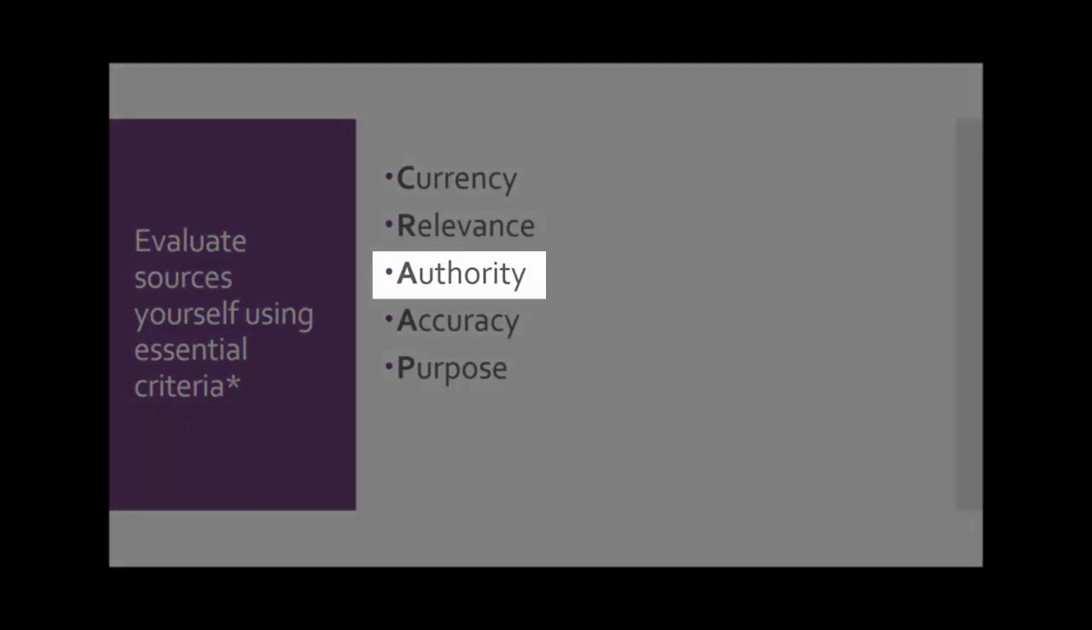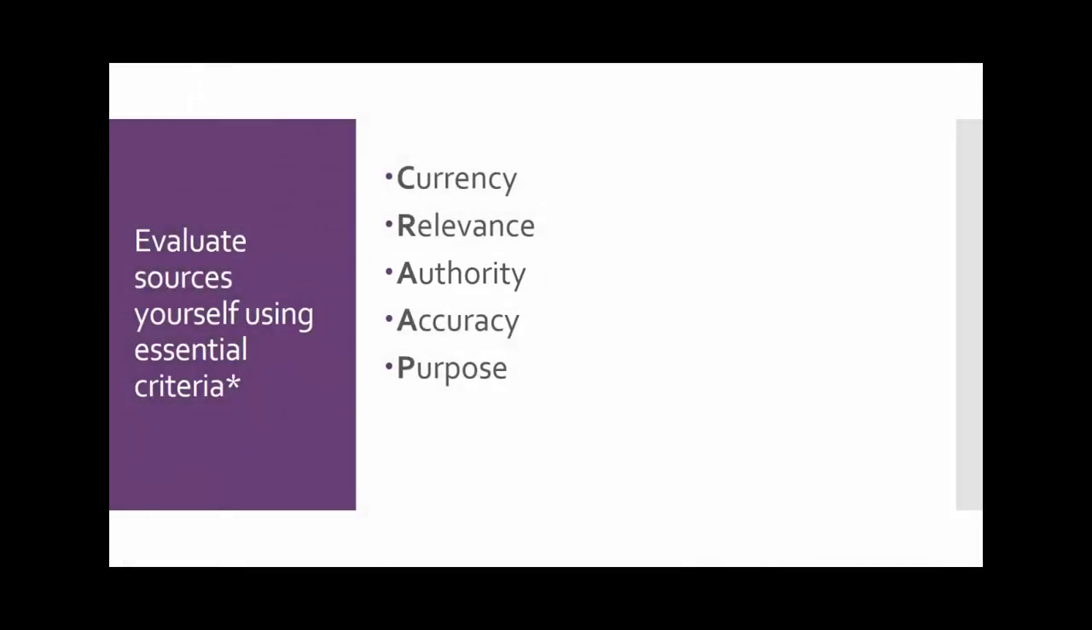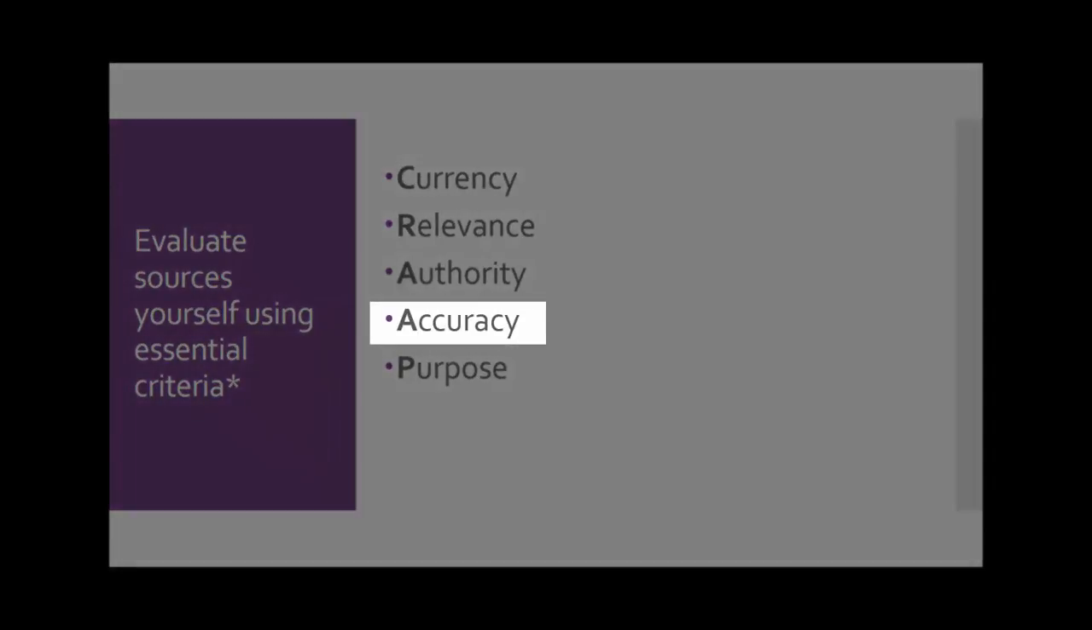Authority is the authority of the author. Is the author an expert in the field with relevant degrees, job titles, or other credentials? Has the author published other work on this topic? Accuracy refers to the information presented in the article. Is it factual and verifiable? Can you use the references to check the source of the information?